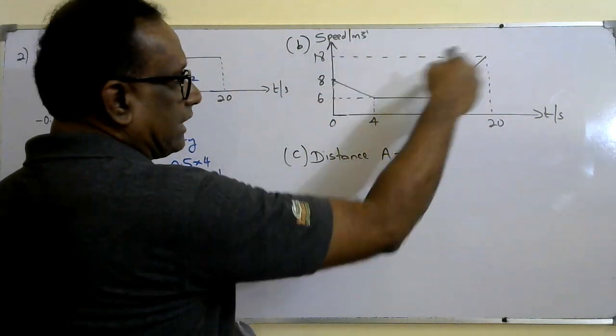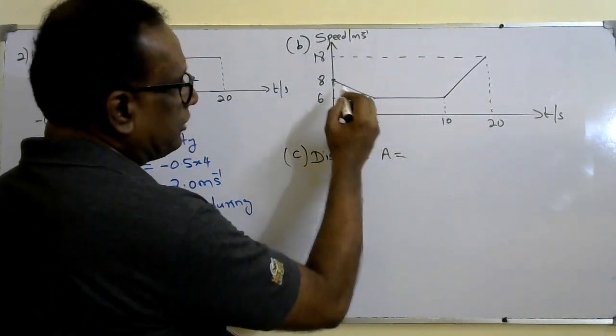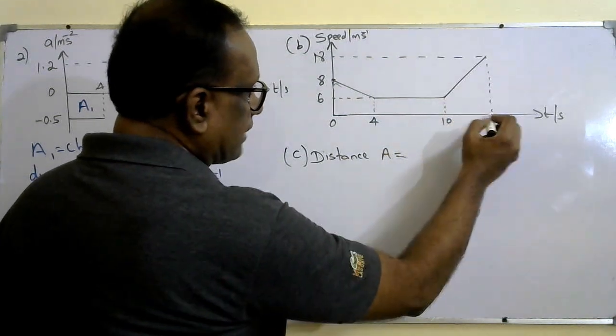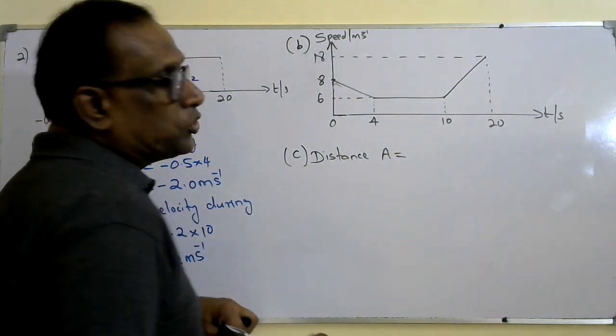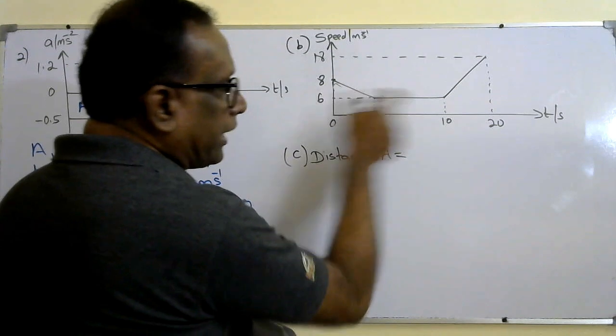So we need to find the area covered by the graph and the time axis. So we need to find this area, the whole area under this graph. Is it this area? We don't have any equation for the whole graph, so part by part we'll do it.